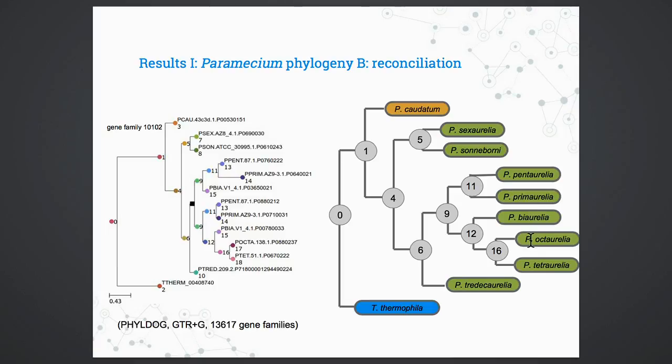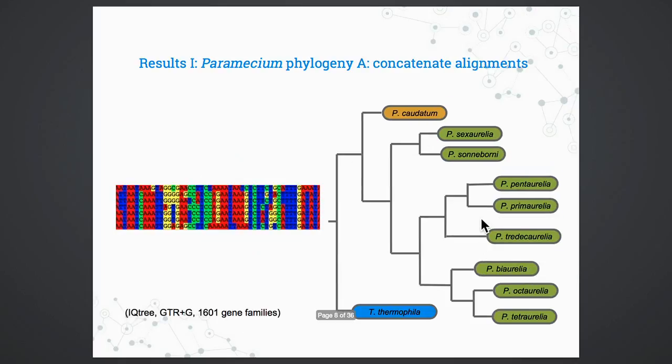The only difference between the two approaches I used is in the topology of the tree, and here I'm just showing topology, not branch lengths. The only difference in the topology is the placement of Paramecium tredecaurelia, which in the reconciliation approach is placed as an outside sister group to the set of these aurelias, while in the previous approach it is found to be a sister group to Pentaurelia and Primaurelia.